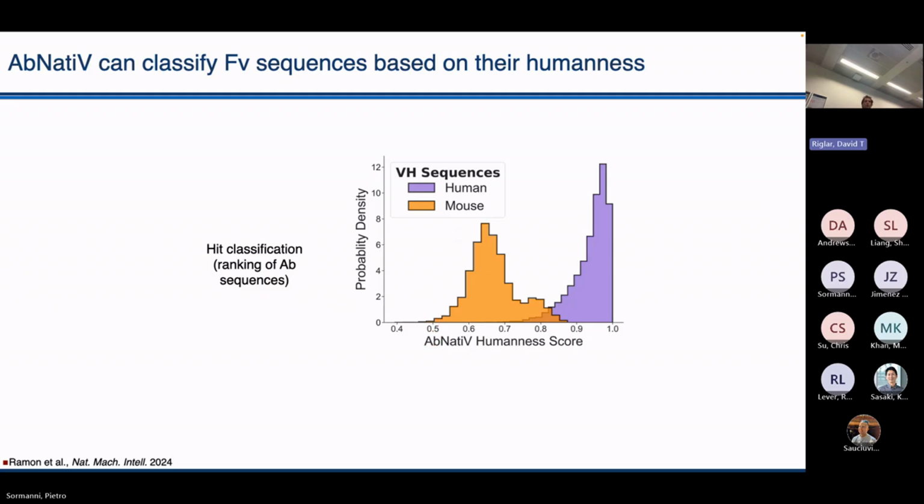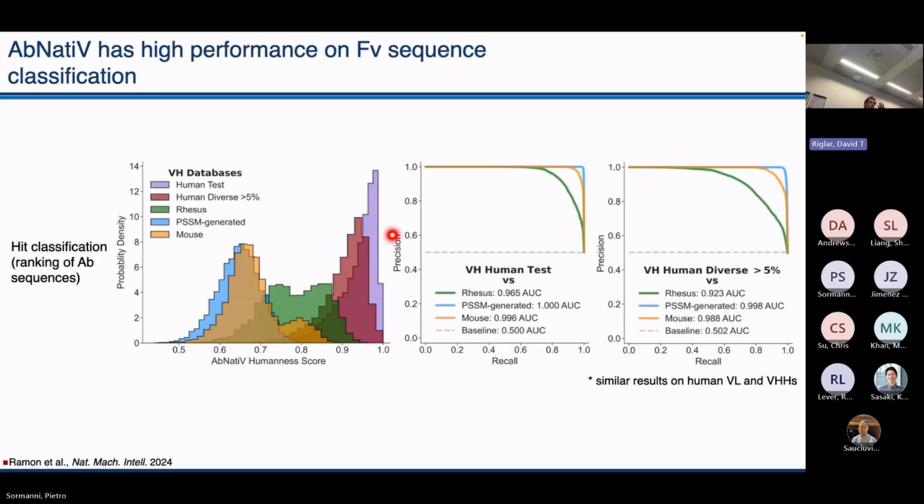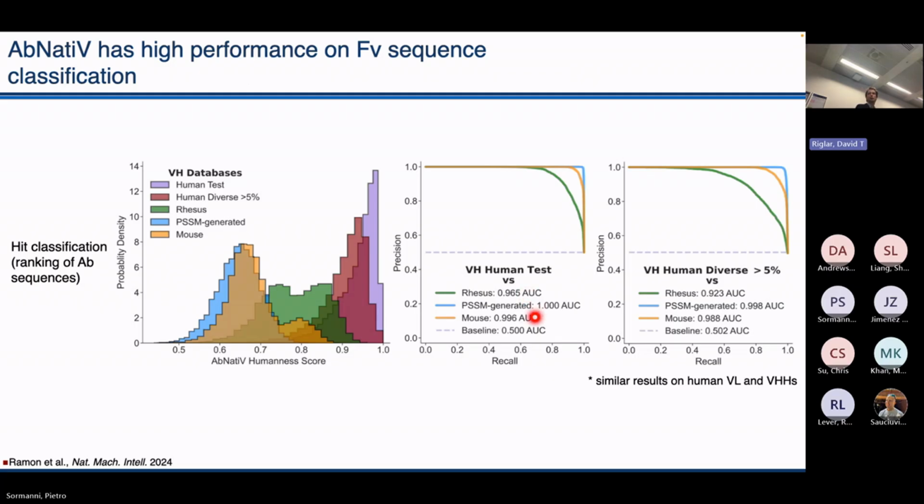And so we can use it for things like hit classification and ranking. And this is the exact same thing, it's just more quantitative if you are into area under the curves or things like that. But what it shows is that we can really well separate human antibodies from those of other species.